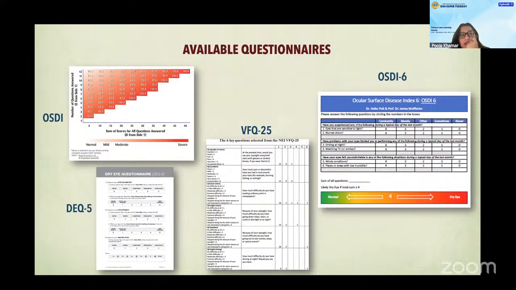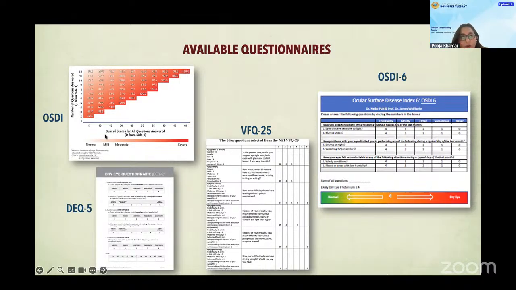And the questionnaires can be anything, but the OSDI, which is the Ocular Surface Disease Index, the DEQ-5, which hardly takes less than a minute for the patients to fill and for us to analyze, and the quality of life vision, the 25 vision questionnaire as well. So these three have always been there, and they tell you the severity of dry eye, and whether it's impacting the quality of vision or not.